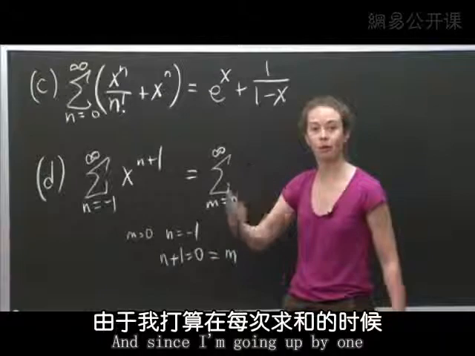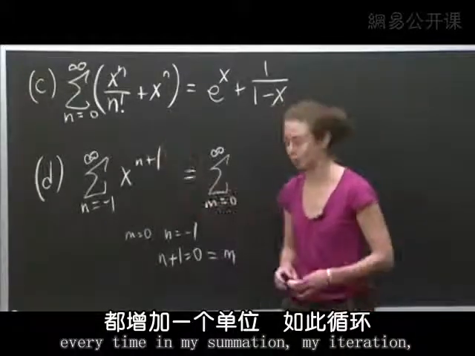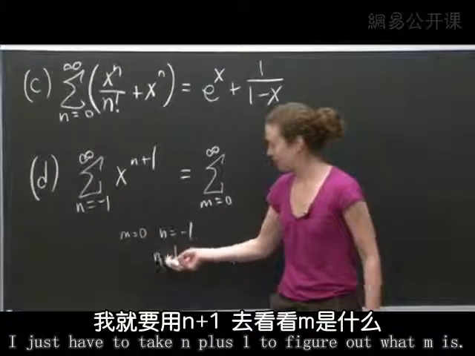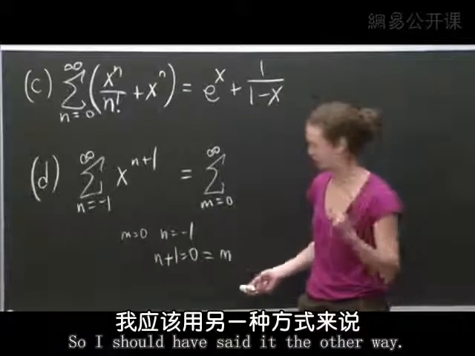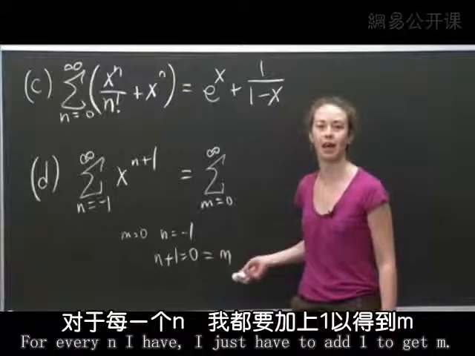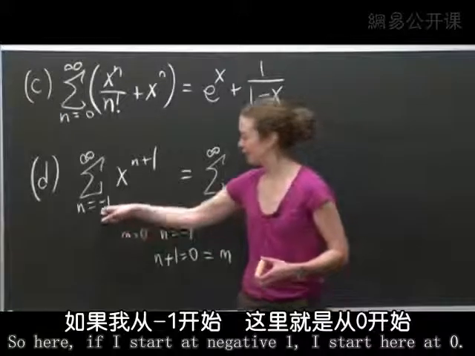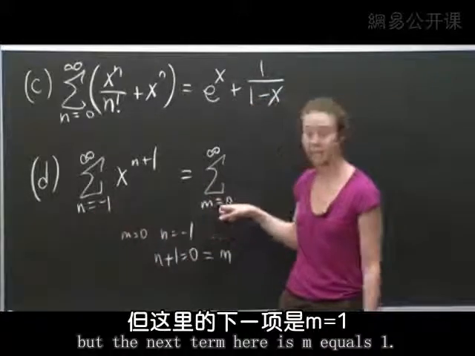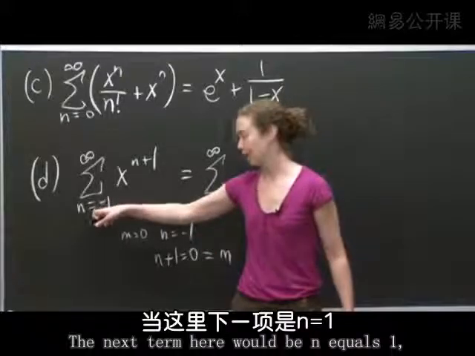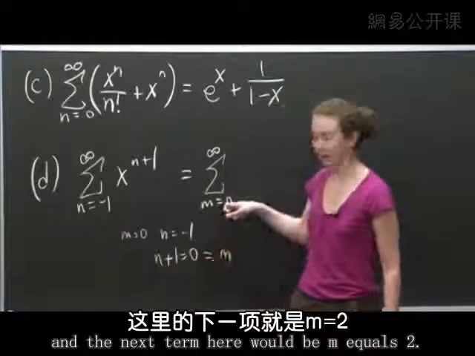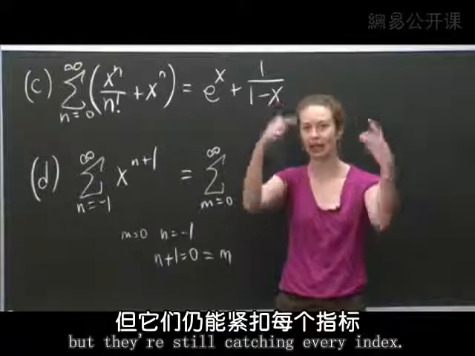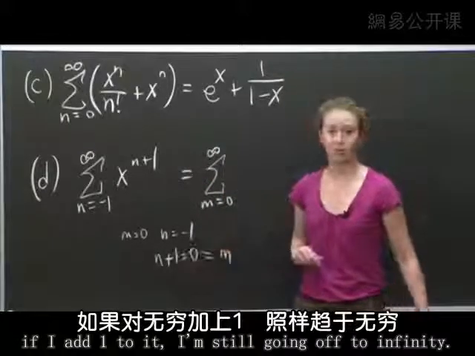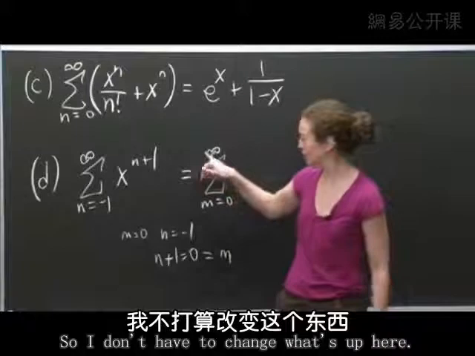And since I'm going up by 1 every time in my summation, that means that for every n I have, I just have to add 1 to get m. Okay, so here, if I start at negative 1, I start here at 0. The next term here is n equals 0, but the next term here is m equals 1. The next term here would be n equals 1, and the next term here would be m equals 2. So they're just off by 1, but they're still catching every index. Now, I don't have to change what's up here, because infinity, if I add 1 to it, I'm still going off to infinity.